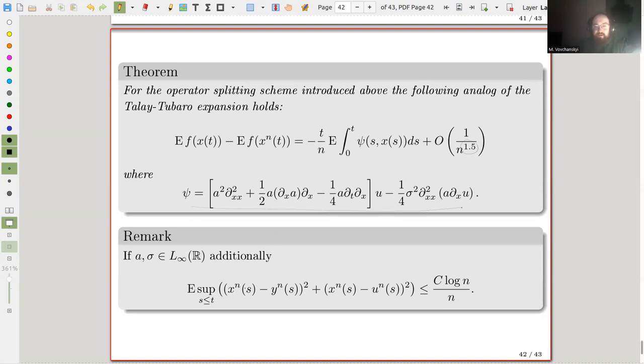There is a small remark, actually, that y n is a good approximation for the original process x. But u n isn't, in the sense that we add this additional logarithm. So initially you shouldn't be expecting 1 over n squared here, I think. And I want to say just a few words on how this result is proven, because essentially we'll be following the very same scheme of Talay and Tubaro, but we need to calculate a few things slightly differently.